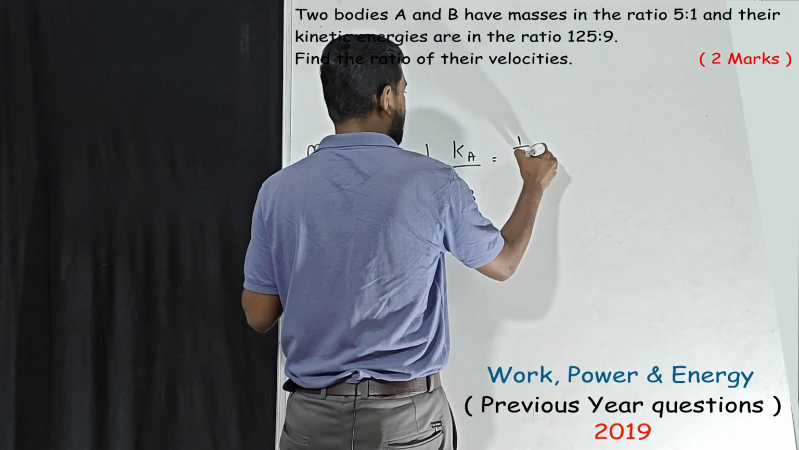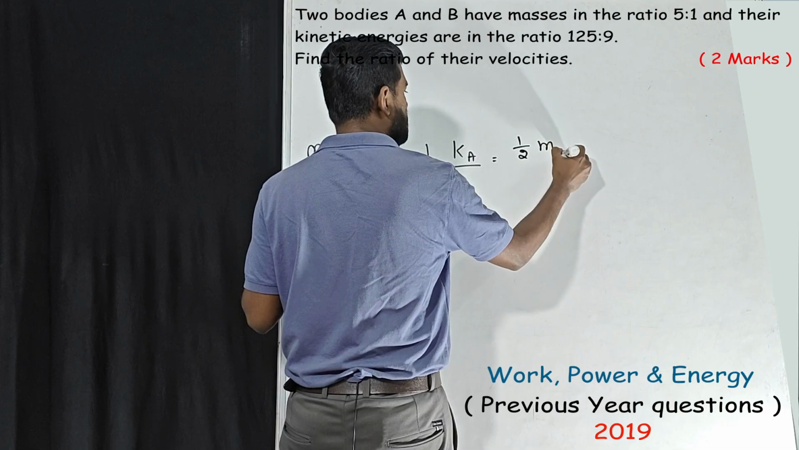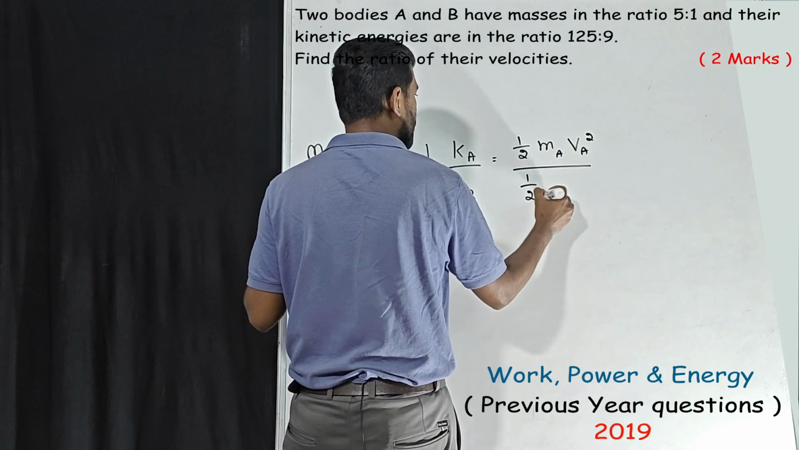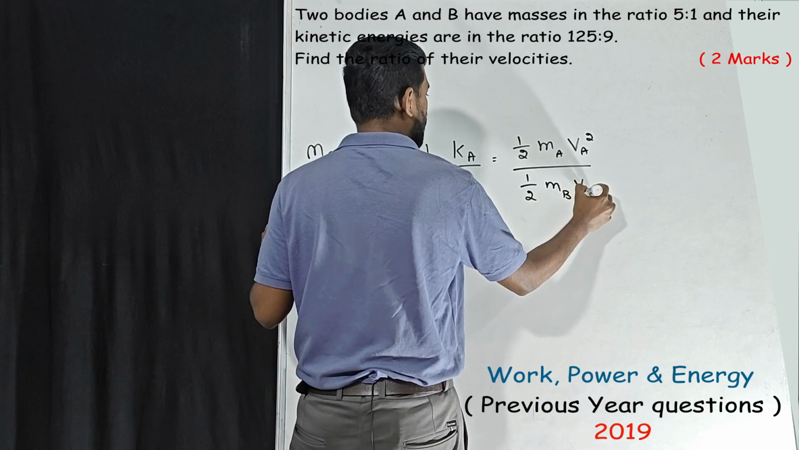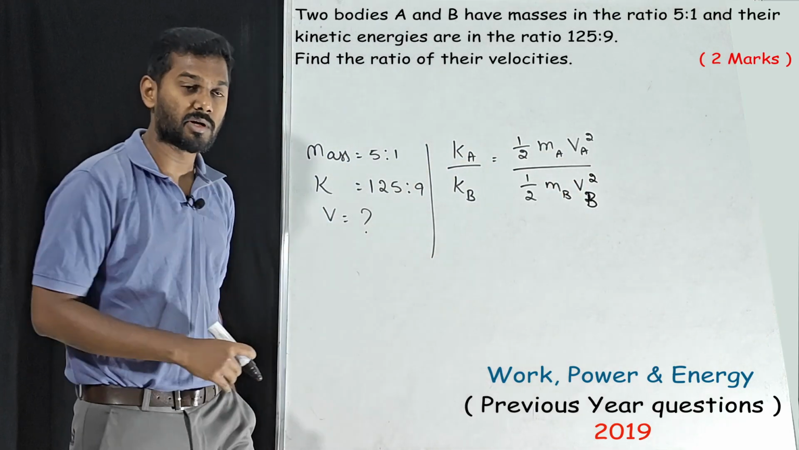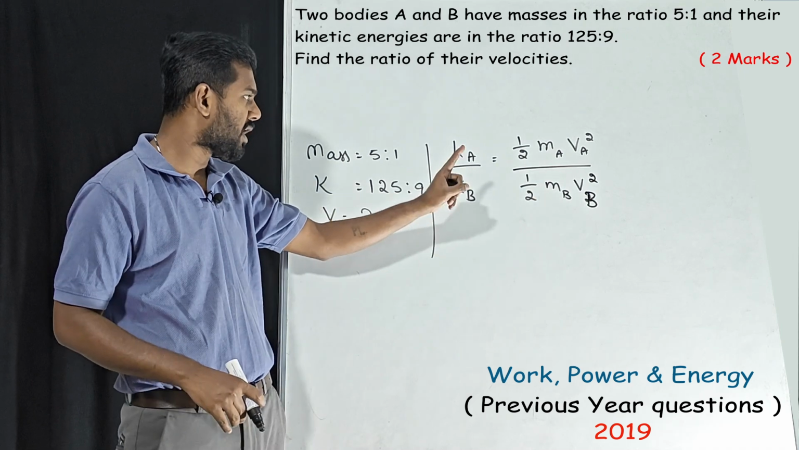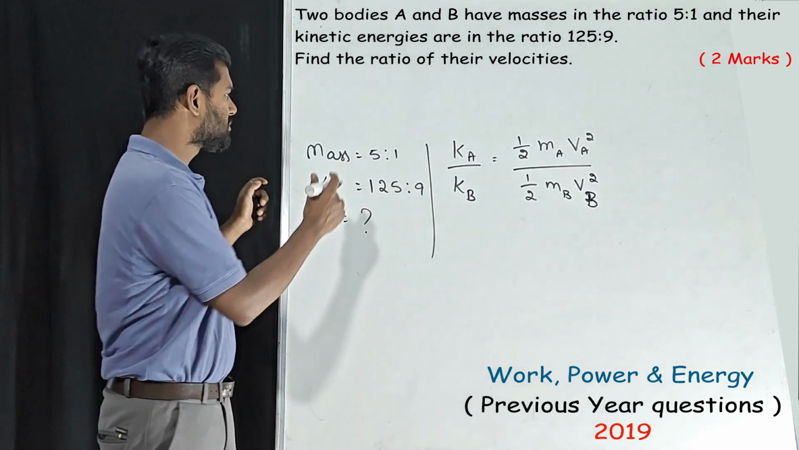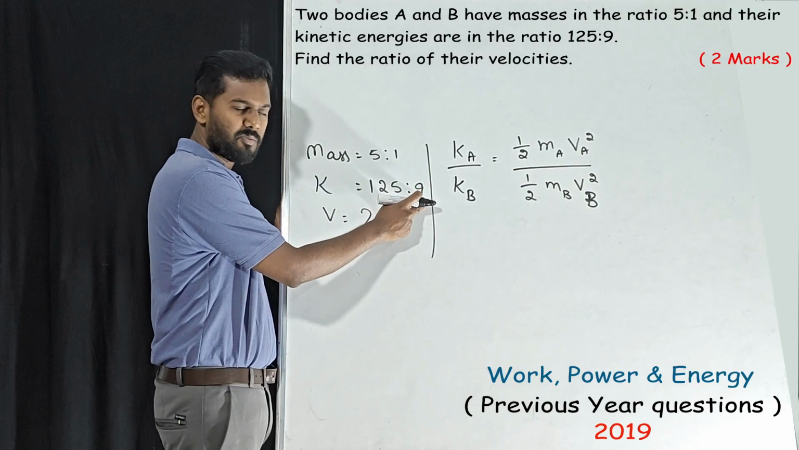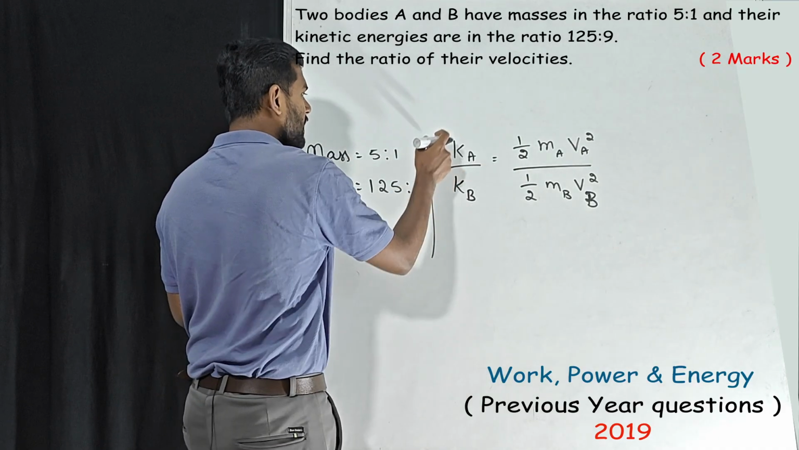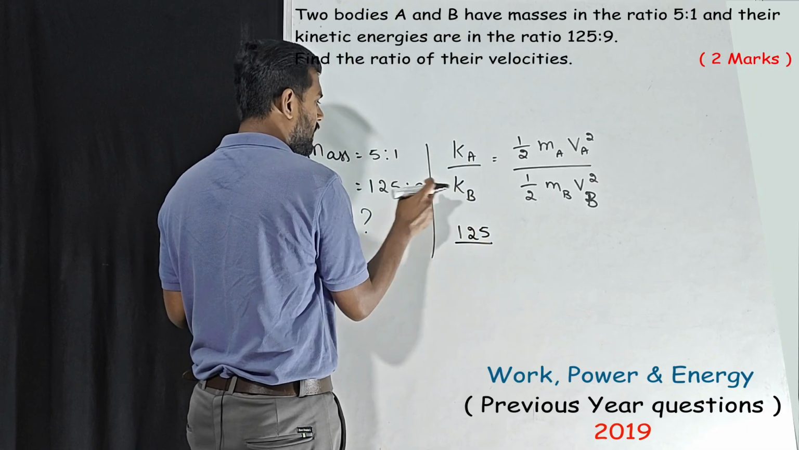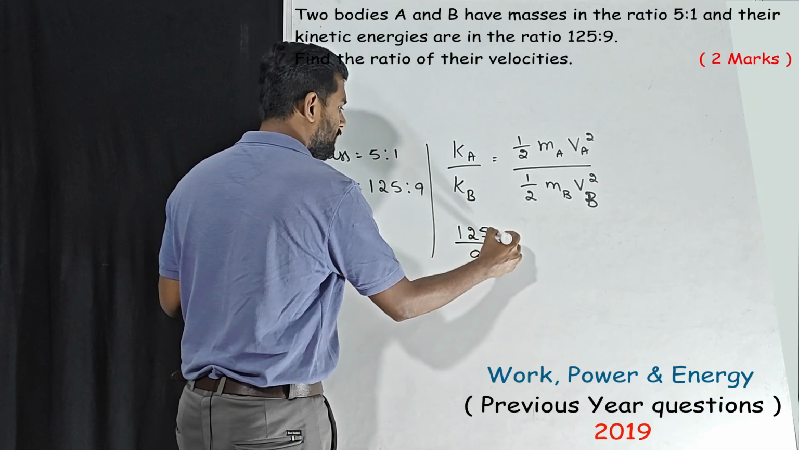So what is the kinetic energy formula? Half mass of A and velocity of A square. In the same way, half mass of B, velocity square of B. This is very important, the square you should not miss. Now substitute the values. This is mass of A and this is mass of B, this is kinetic energy of A and this is kinetic energy of B. Kinetic energy of A is 125 divided by kinetic energy of B, that is 9.